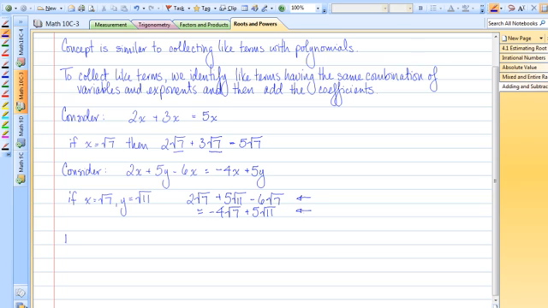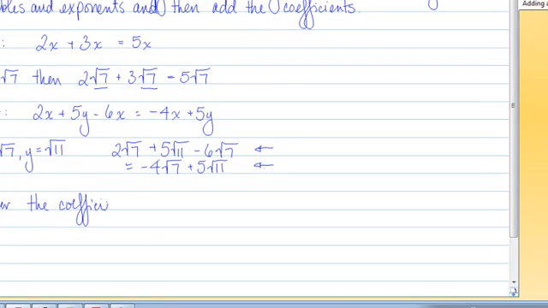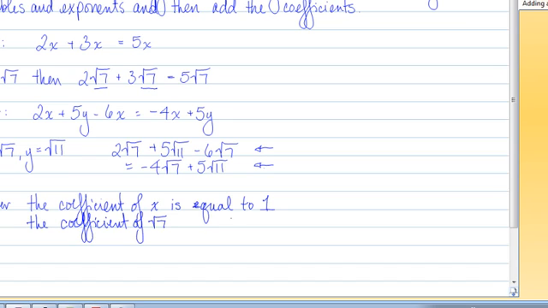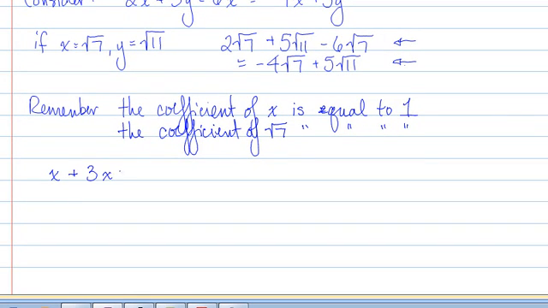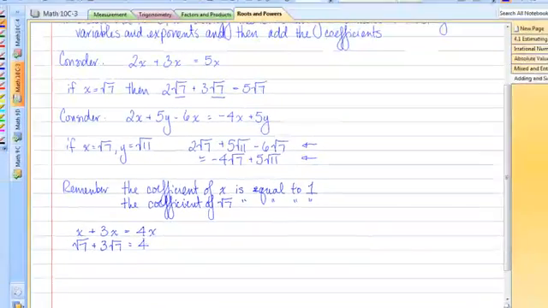So remember as well that just as the coefficient of x is equal to 1, then the coefficient of something such as root 7 is also equal to 1. So, of course, examples might simply be x plus 3x, we know is 4x, so root 7 plus 3 root 7 would then be the same as 4 root 7.